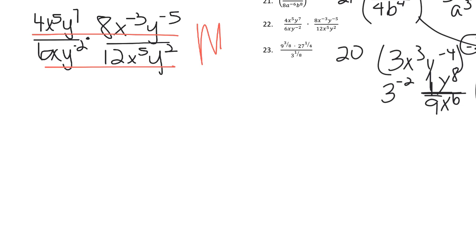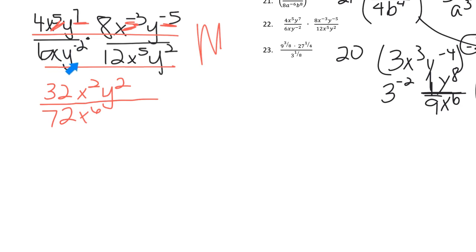Well, let's multiply the numbers first. 4 times 8, 32. 6 times 12, 72. X to the 5th times x to the negative 3. Add my exponents, 5 minus 3, x squared. Y to the 7th, y to the negative 5. 7 minus 5, y squared. Then I have x and x to the 5th. So x to the 1st, x to the 5th. That's 1 plus 5, x to the 6th. And then I have y to the negative 2, y to the 2, that's y to the 0.